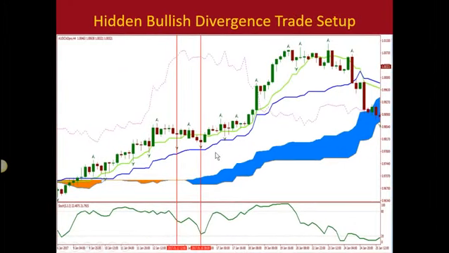Again, we got another hidden bullish divergence. Now, remember I said that it can be the same level. The market barely was moving here. You got the same level. Look where this fractal is, and look where this one is, the same level. All right. And then we had a nice setup here.